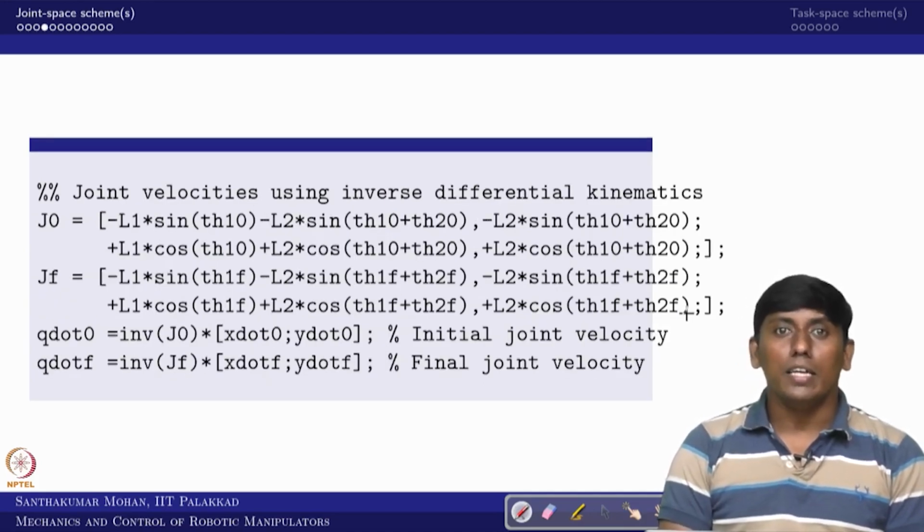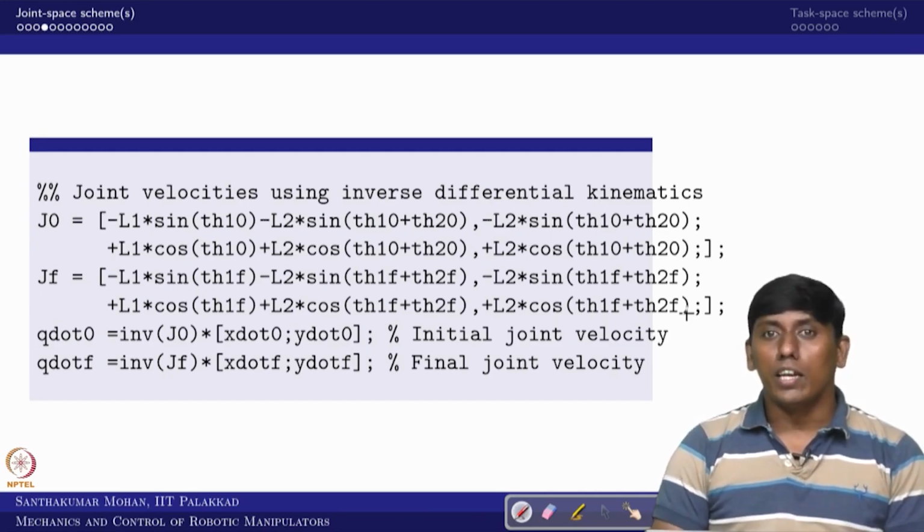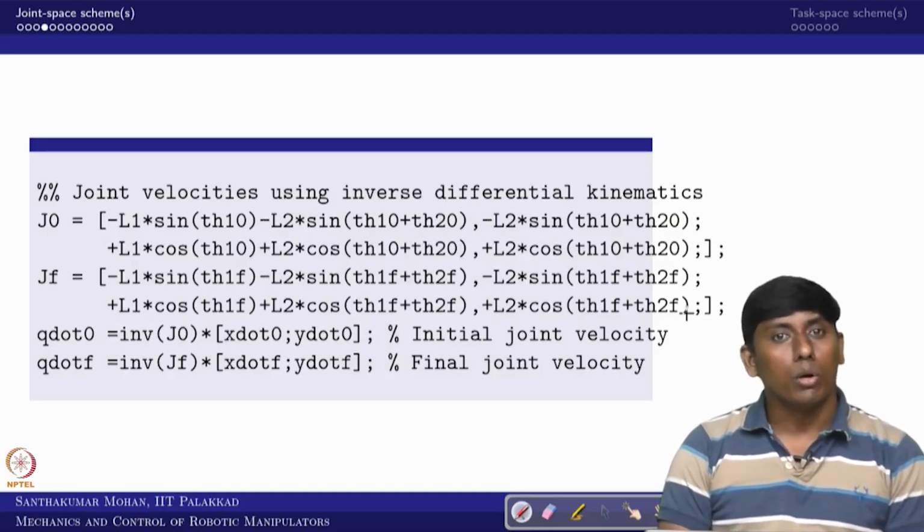For that we take the Jacobian which we derived in the regular lecture, and substitute the initial and final locations. So we get J0 and Jf. Based on that, since you already know the end effector velocities at the initial and final positions, we can find theta 1 dot and theta 2 dot for initial and final, which we have written as q dot 0 and q dot f.